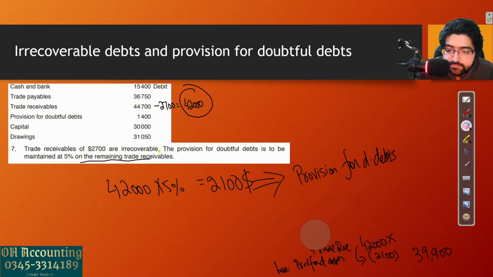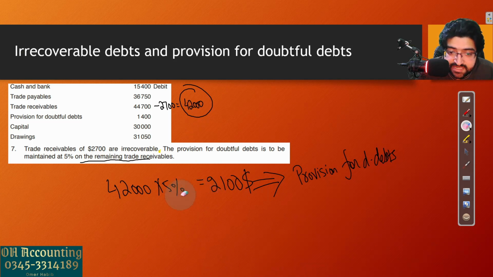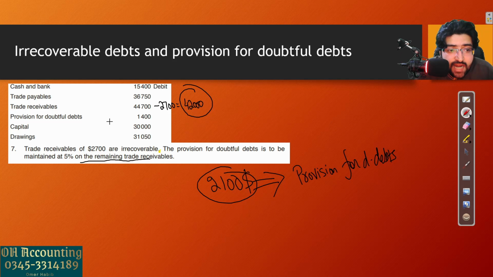Now, what do we do in the income statement then? See, the current year's provision is 2,100. This is the end of the year value. At the start of the year, we also had a value of provision for doubtful debts given in the question. This is always given in the question, unless it is the first year in which you are creating the provision. Okay?